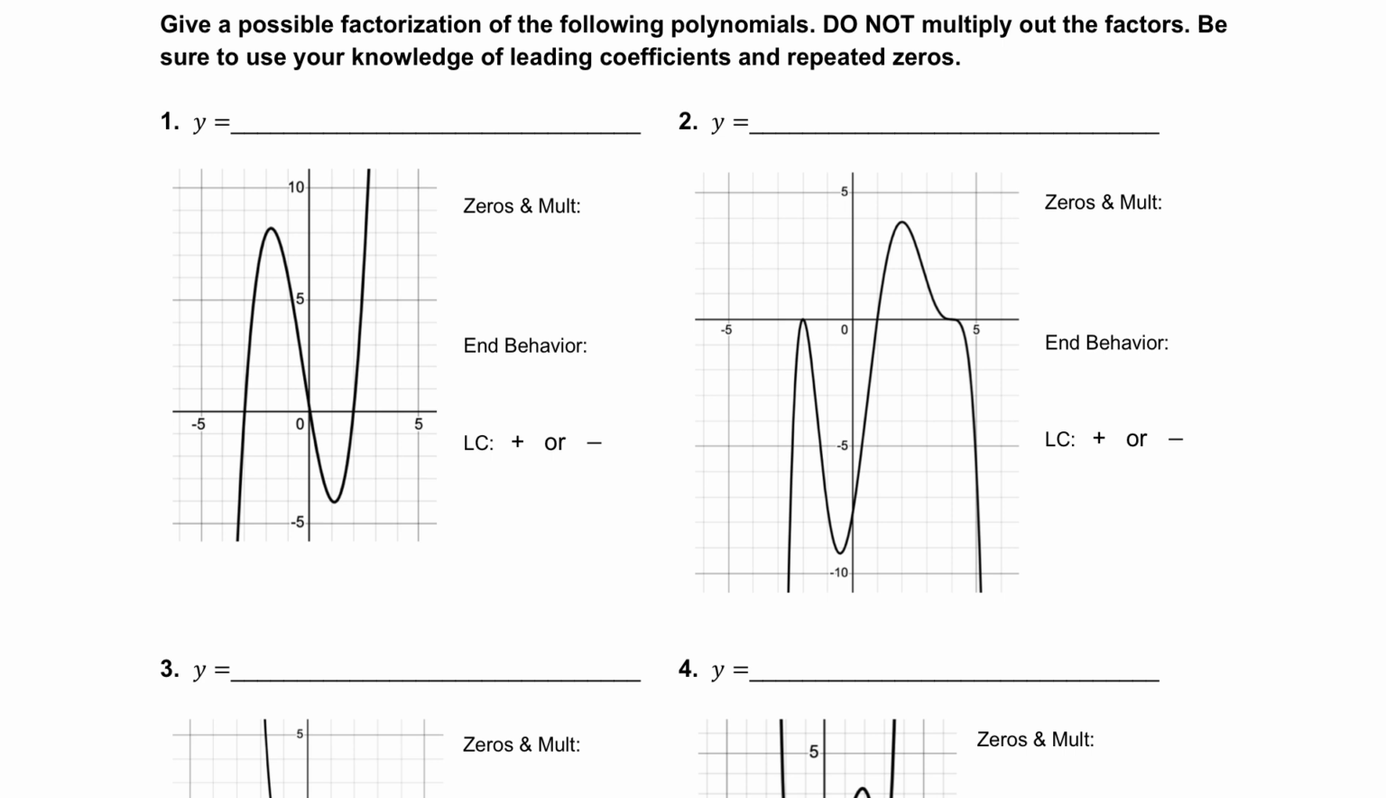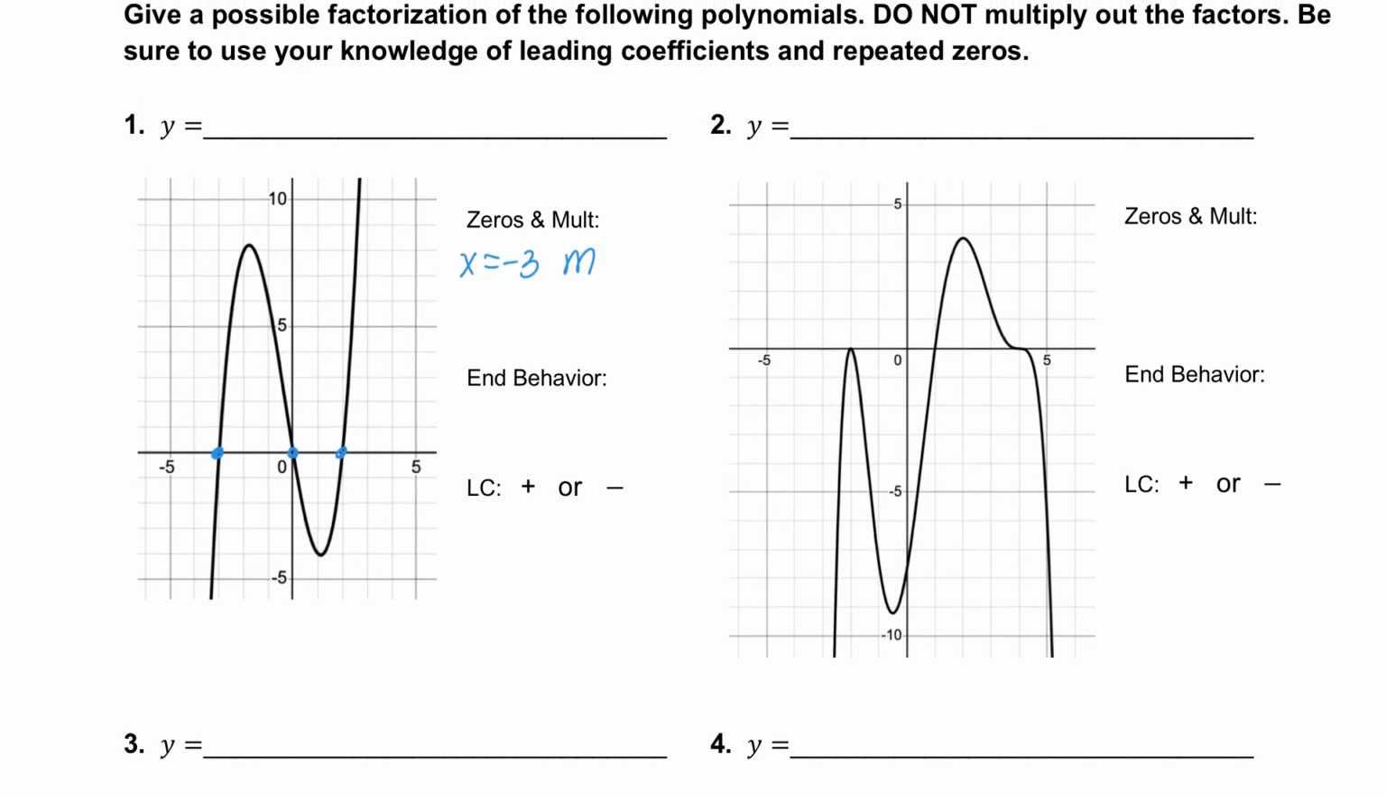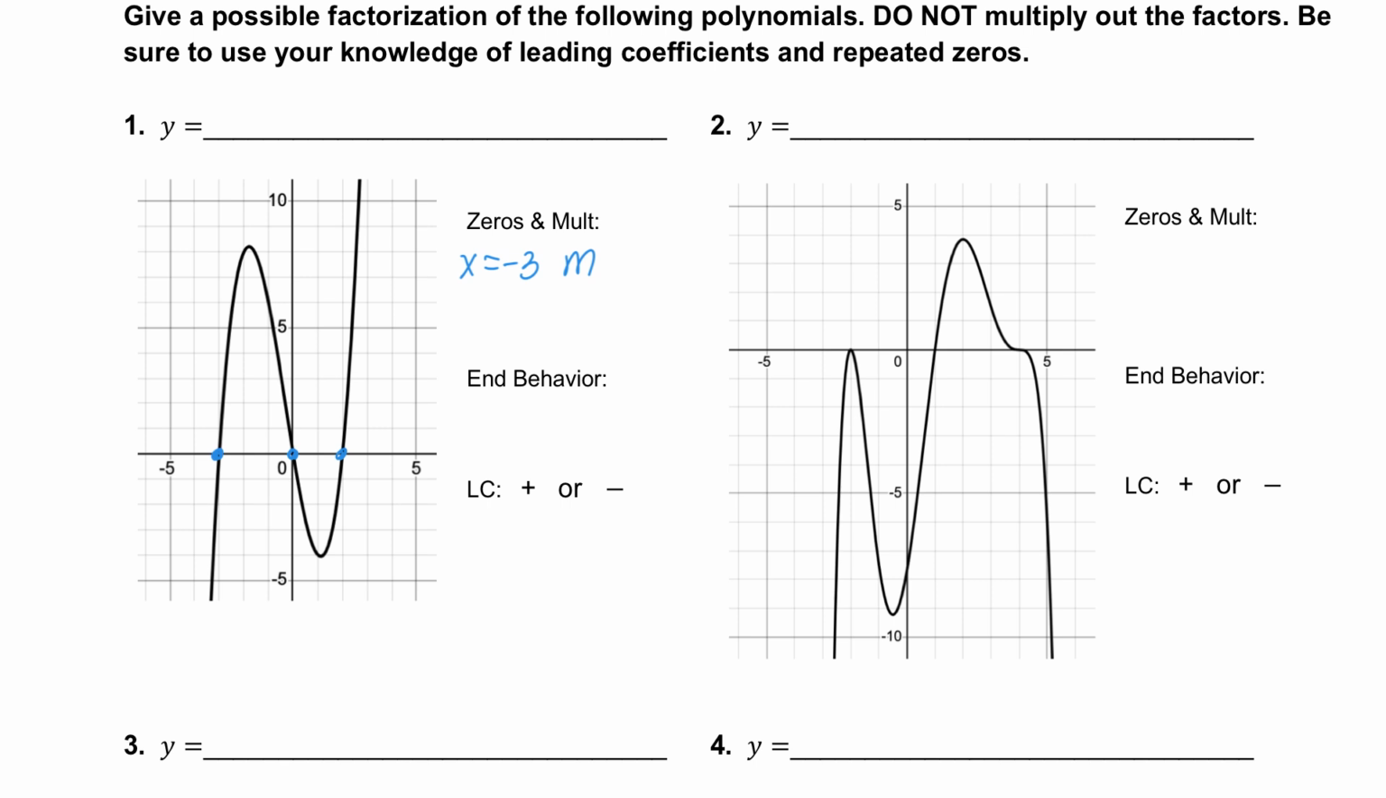Okay, so the first thing I would do is identify your zeros and their multiplicity. So I have one here, it crosses the x-axis here and here. So that one would be -3. So at x equals -3, it has a multiplicity of what if it crosses right over? Make this a little bigger. Okay, remember if it makes a straight cross, its multiplicity is 1.